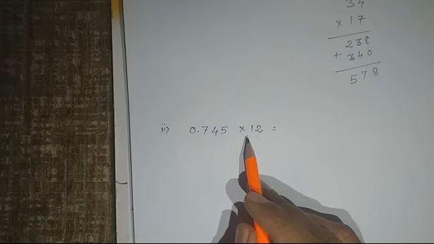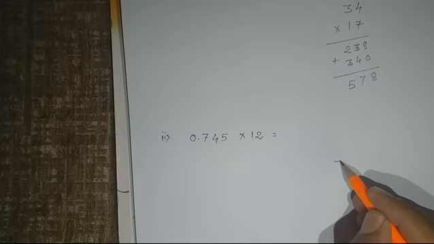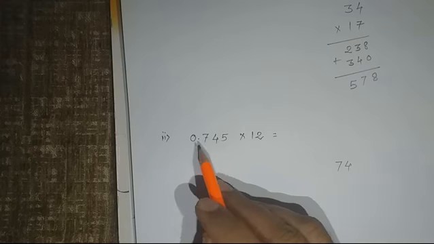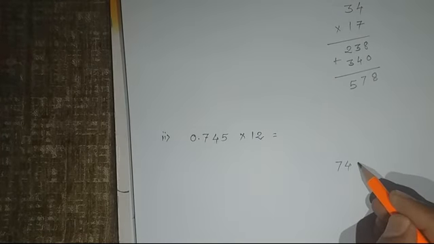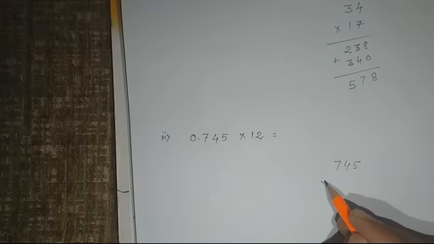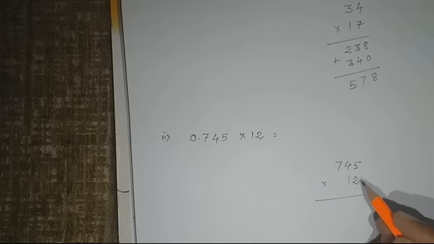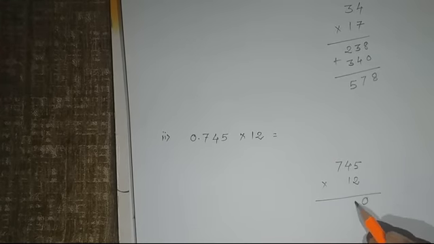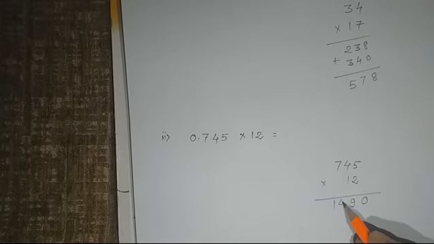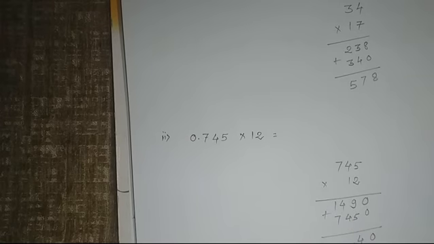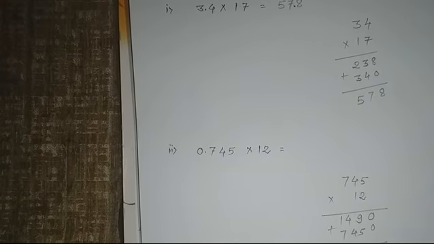Now let's see one more question. 0.745 into 12. Multiply the decimal number. Ignore the decimal point. You will get the number as 745. Then multiply with 12. 5 2s are 10, carry 1, 4 2s are 8, plus 1, 9, 7 2s are 14. Then 745 multiplied by 1 is nothing but 745. 0, 9 plus 5 is 14, carry 1, 4 plus 4 is 8, plus 1, 9, and 7 plus 1 is 8. So the product is 8940.